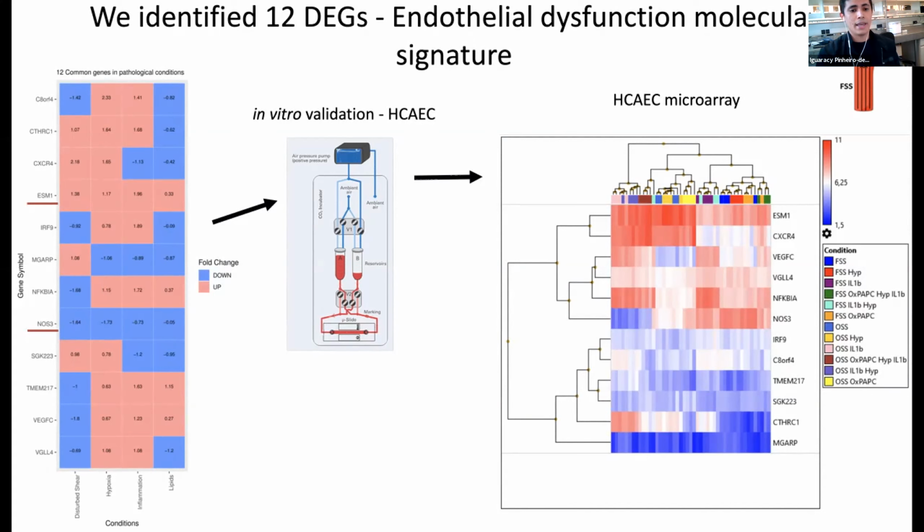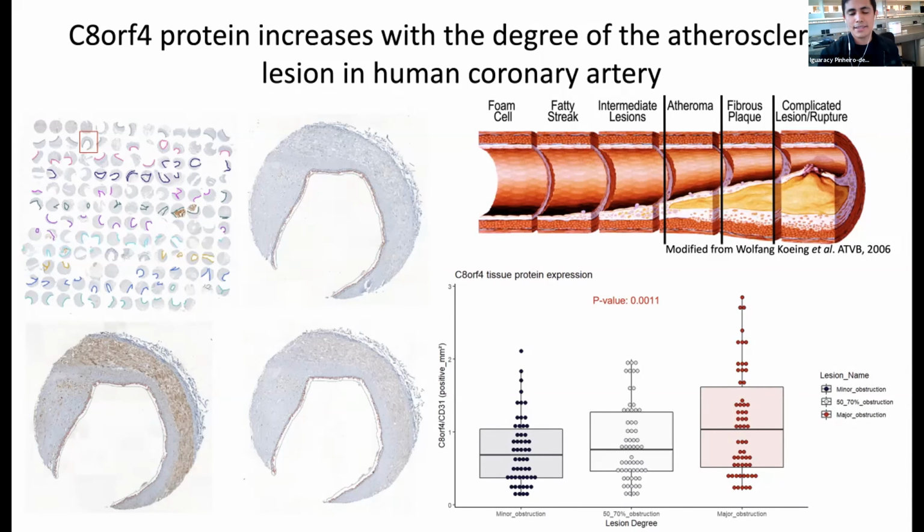And when we thought about the human condition, everything is happening at the same time. So we got human tissue from 30 donors, and we divided it into three categories of lesions, going from the minor obstruction to the major obstruction. And we can see that some of those genes were actually increasing their expression according to the degree of the atherosclerotic lesion.